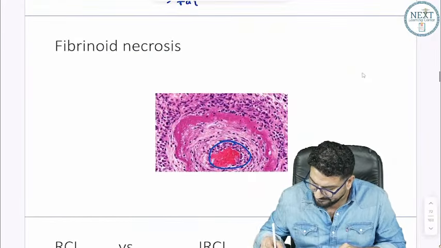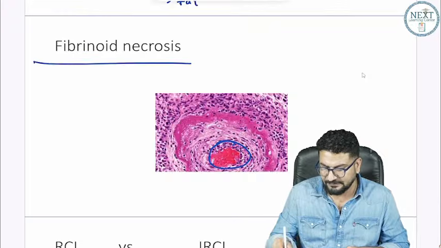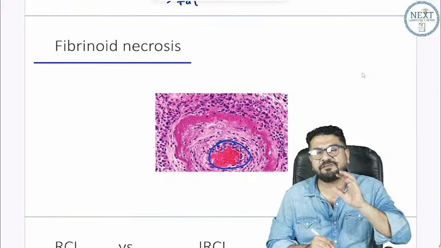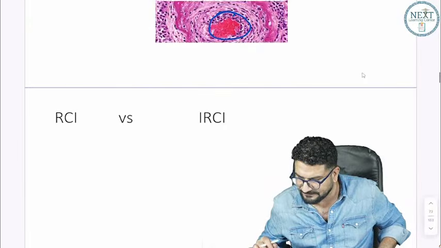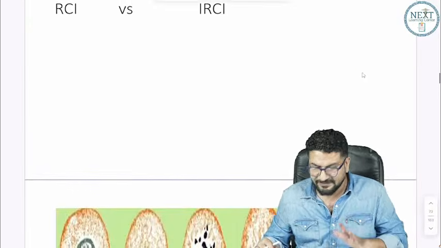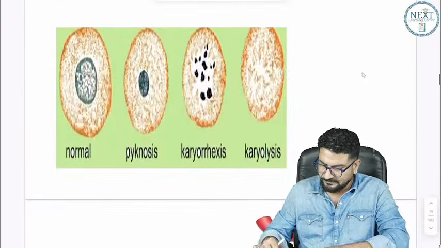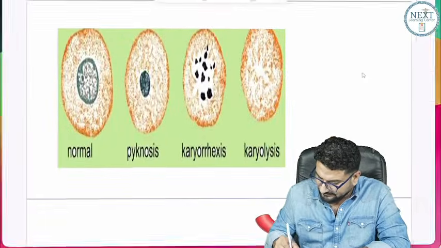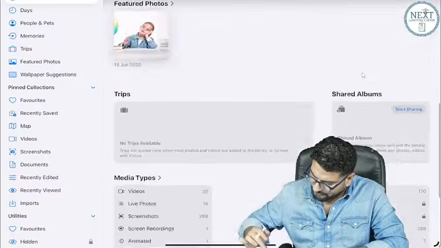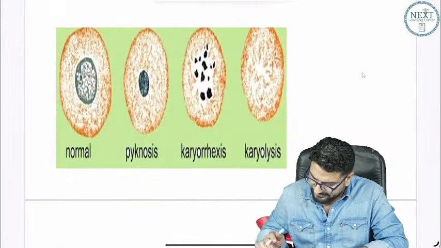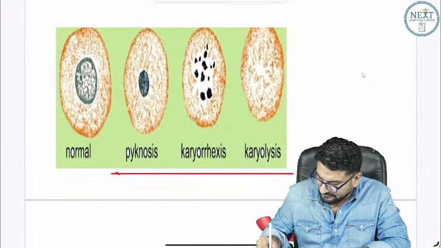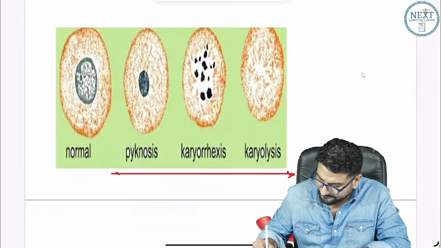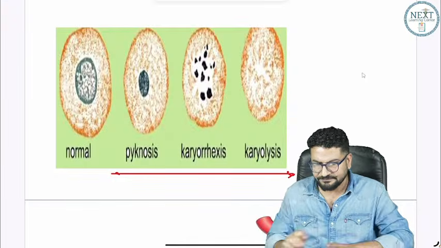This is fibrin, a pink meshwork. We call this fibrinoid necrosis. Just remember it is in those conditions where we have type 3, or immune complex, hypersensitivity. Yes. Okay, reversible we have discussed already. Look at this now. Pyknosis is shrinking, karyorrhexis is fragmentation, karyolysis is disappearance. So these are nuclear changes seen where? In irreversible cell injury. Right?